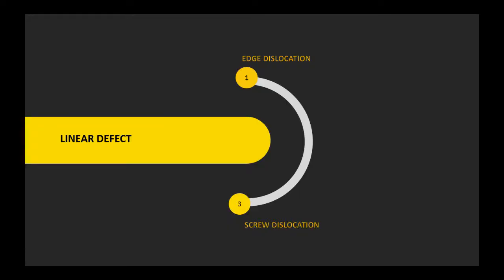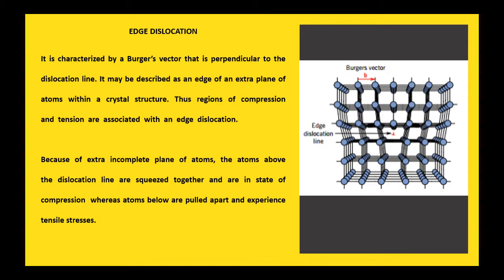Mapunta naman tayo sa linear defects. Merong dalawang uri ng linear defects, edge dislocation at screw dislocation. Meron ding mixed dislocation, which is common na pinagsamang edge and screw dislocation. Edge dislocation is characterized by a Burgers vector that is perpendicular to the dislocation line. It may be described as an edge of an extra plane of atoms within a crystal structure. Thus, regions of compression and tension are associated with an edge dislocation.